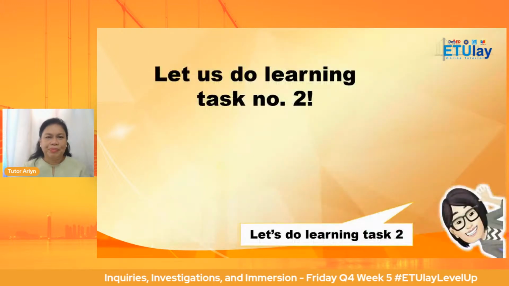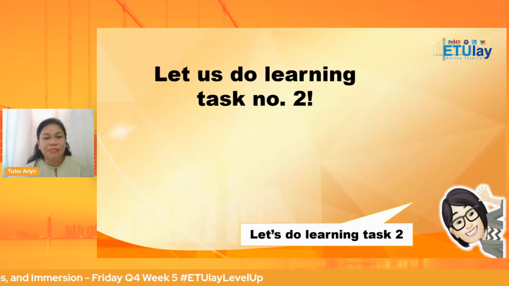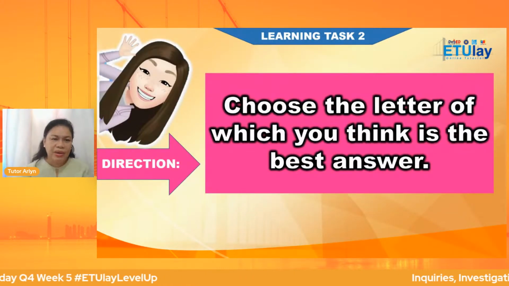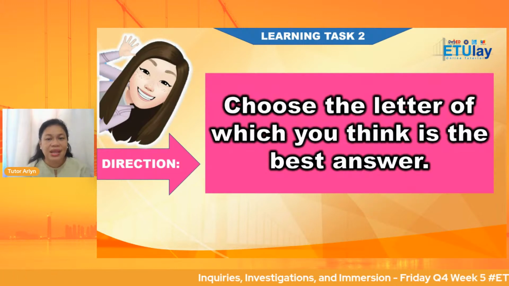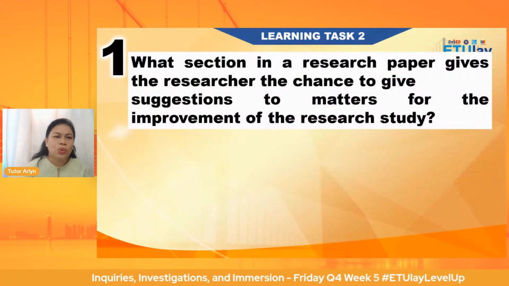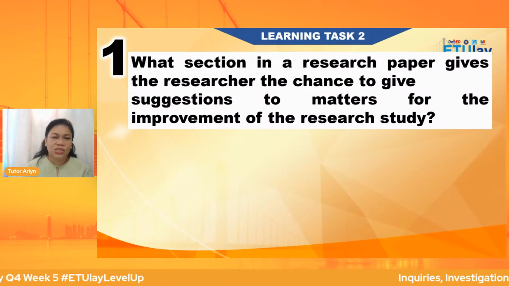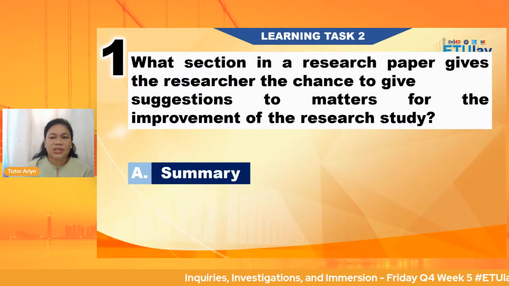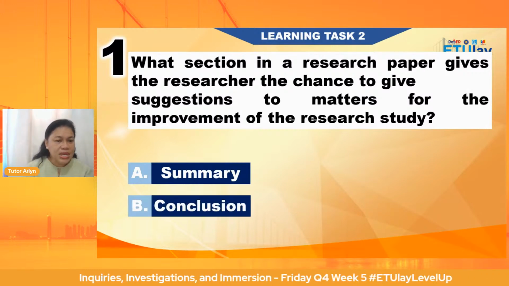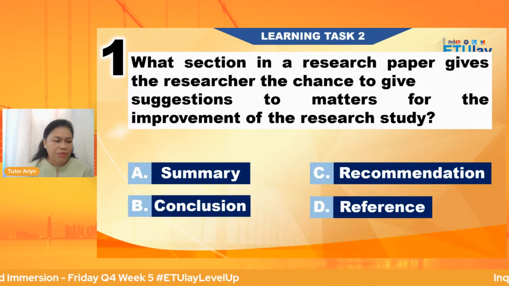Okay, there. Now, let's do learning task number 2. So, learning task number 2. Okay, here, the direction. Choose the letter of which you think is the best answer. Okay, so number 1. What section in a research paper gives the researcher the chance to give suggestions to matters for the improvement of the research study? Okay, is it A, summary, B, conclusion, C, recommendation, or D, reference?